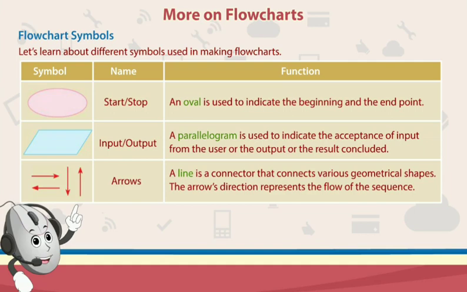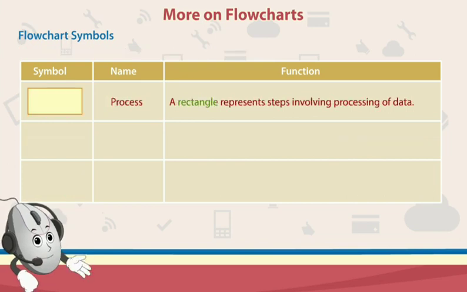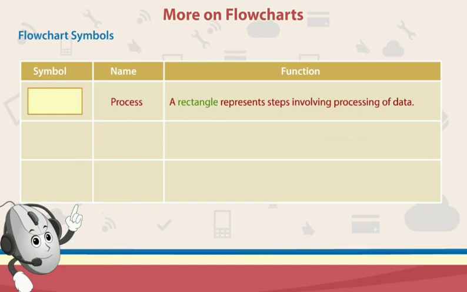Now arrows: a line, they are connectors that connect various geometric shapes. The arrows direct the representation, the flow of the sequence. The flow is normally top to bottom and left to right. So it displays the flow.